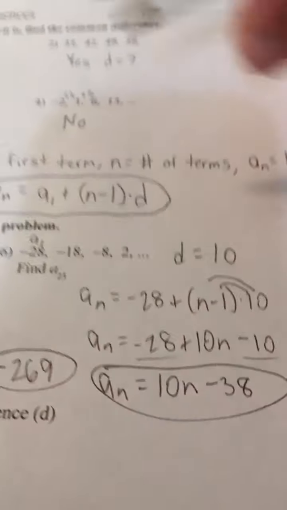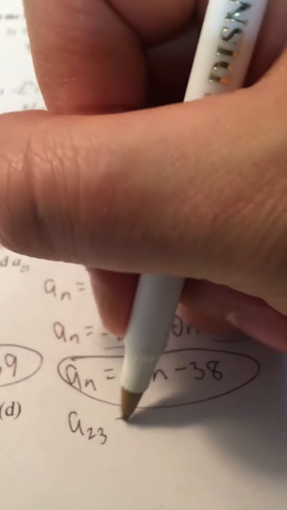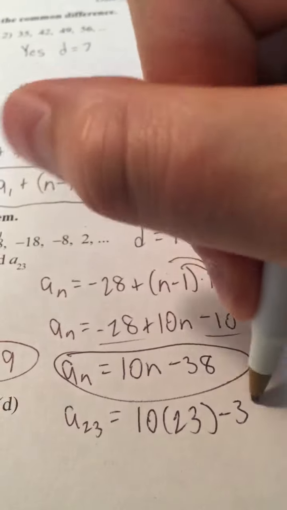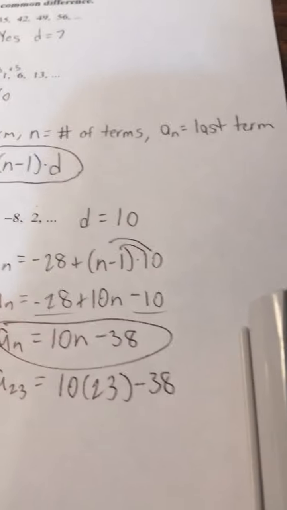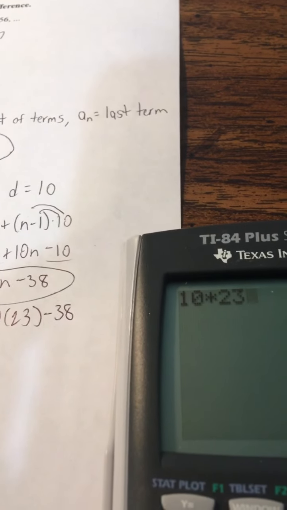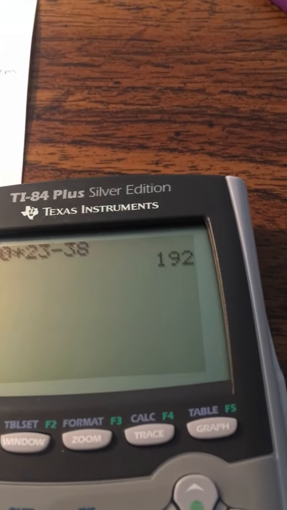There's my formula. It's asking for the 23rd term. a_23 is going to be 10 times 23 minus 38. I'm going to use my calculator this time, since I'm doing this on the fly. 10 times 23 minus 38. There it is. The 23rd term would be 192.